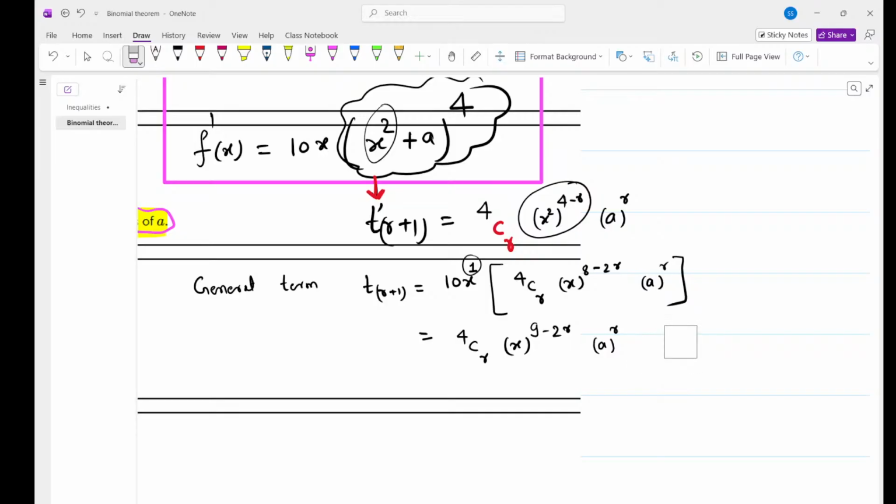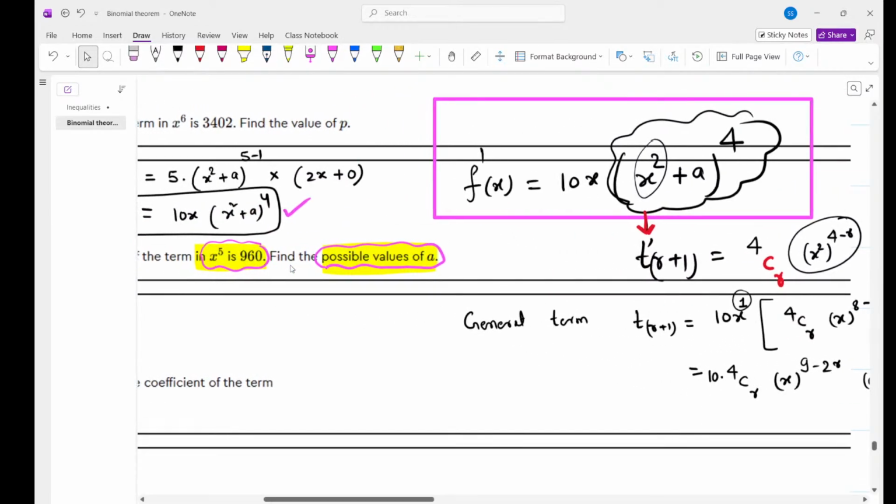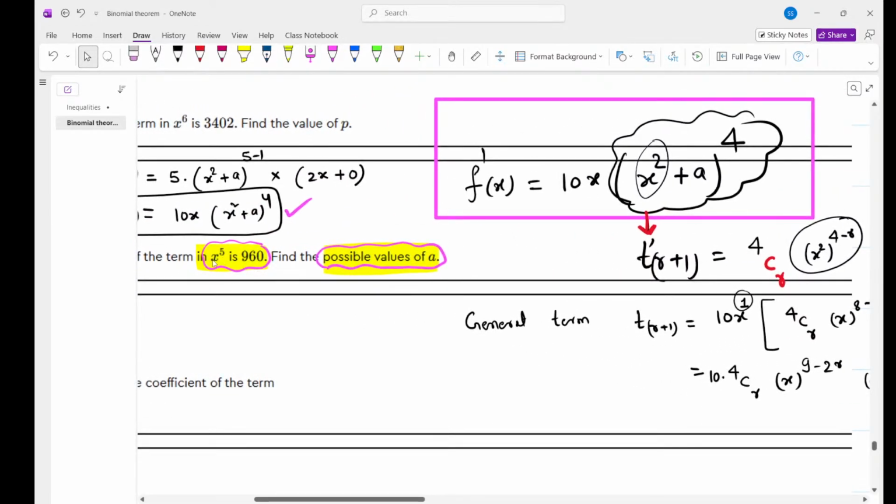We can write this 10 in the beginning also, like this: 10 times 4Cr. So we are looking for the term whose x power is 5. Please see here. We are looking for that term: 9 minus 2r equals 5.